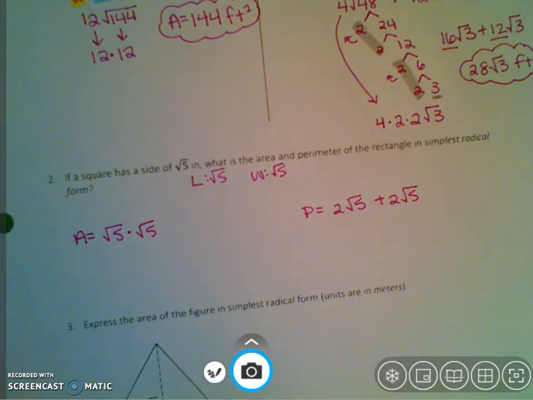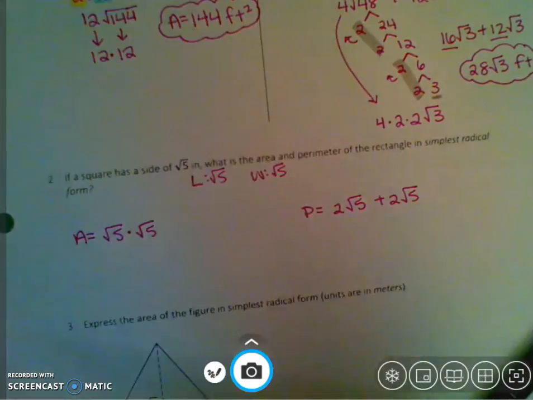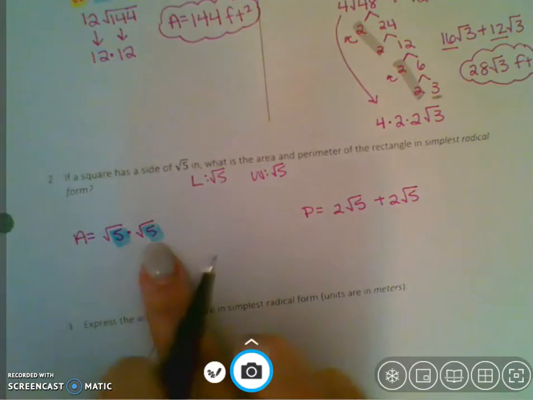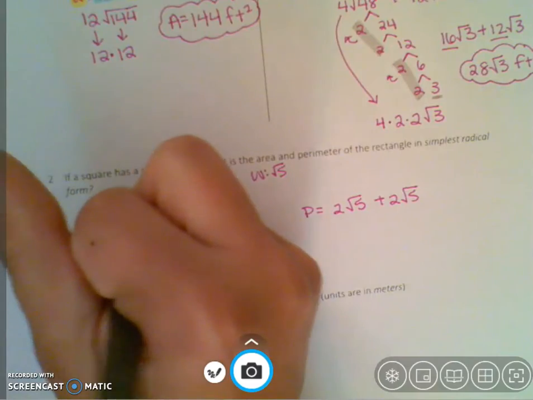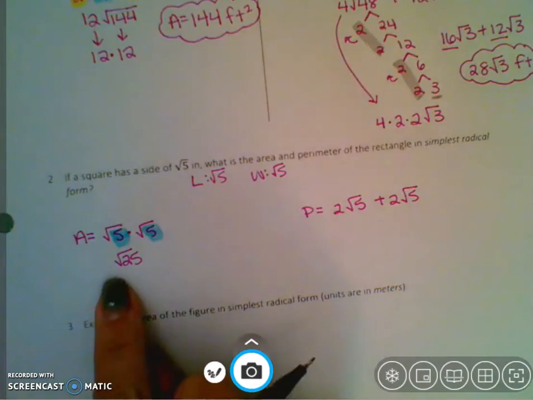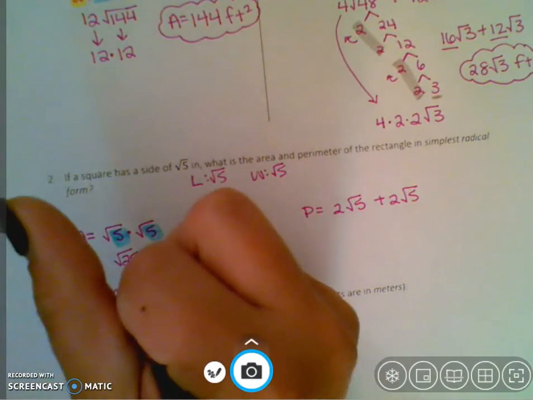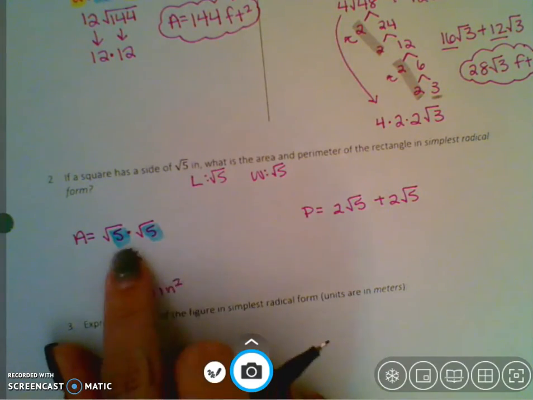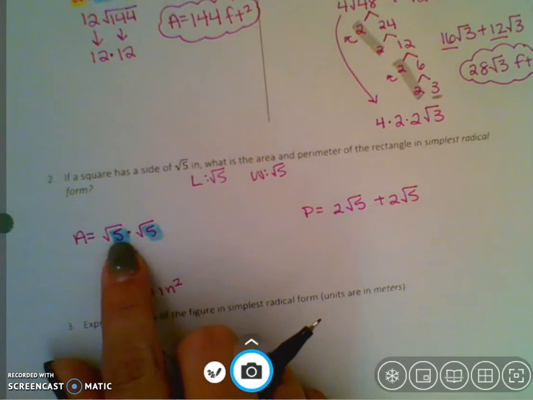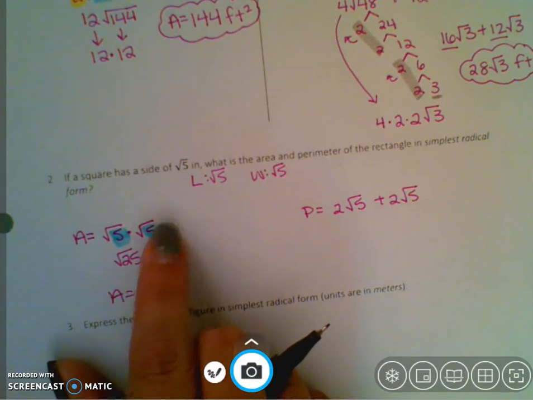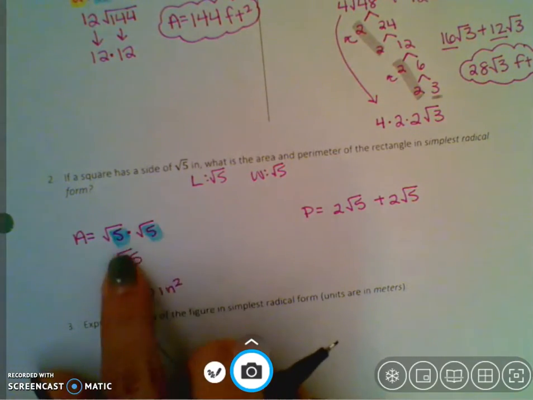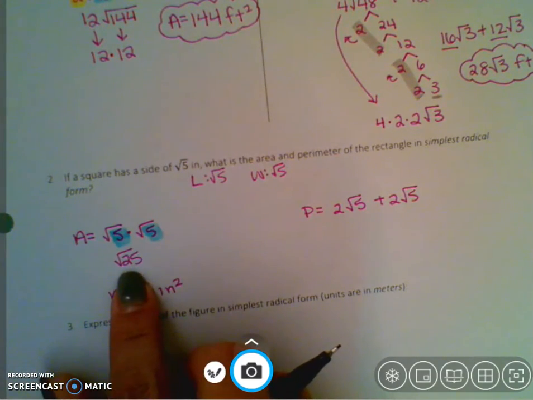Okay, so you should have paused the video by now. With area, remember when you're multiplying, you multiply the numbers inside. Root 5 times root 5 gives you the square root of 25. But 25 is a perfect square, so your area here is just 5 inches squared. Whenever you're multiplying and the radical is the same number on the inside, so the root 5 and the root 5, the radicals cancel out to just give you a 5. If you can't remember that though, multiply, you get 25, which is a perfect square.